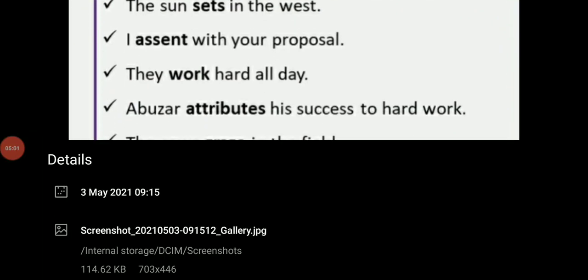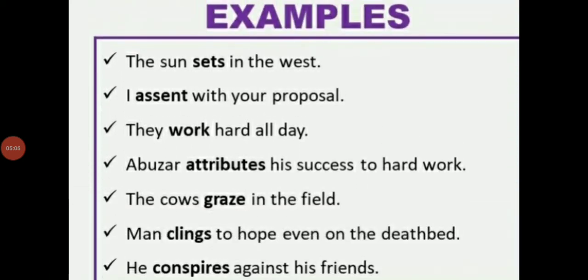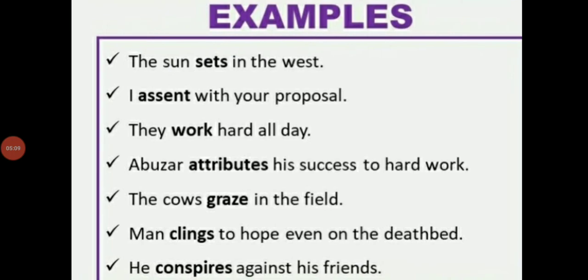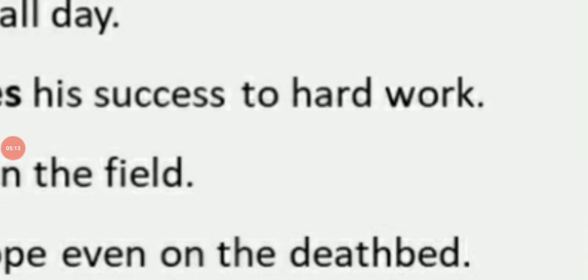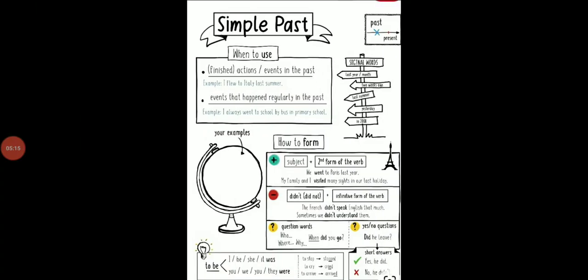I'll send you out. You just read them. The examples like the sun sets in the west, I assent with art proposals, they work hard all the day, etc., etc. So many examples are there. So this was the simple present tense, my dear student.